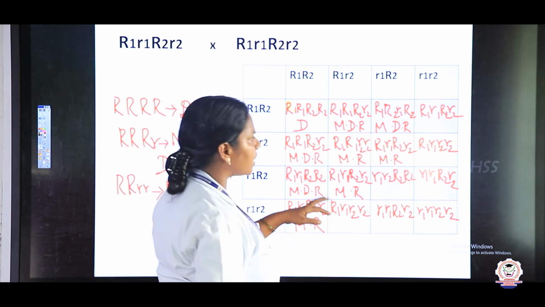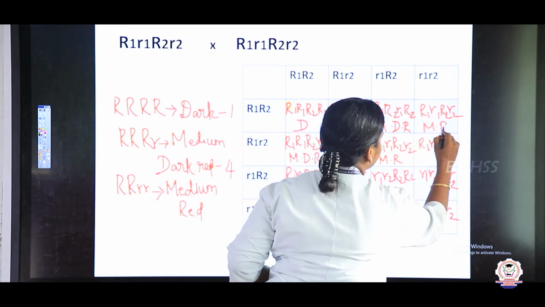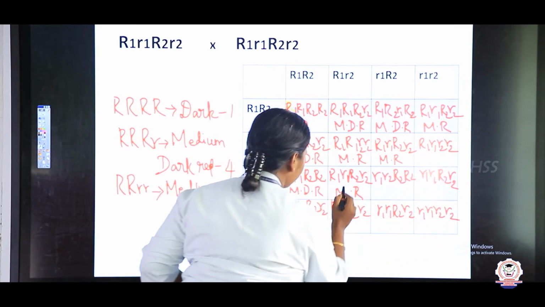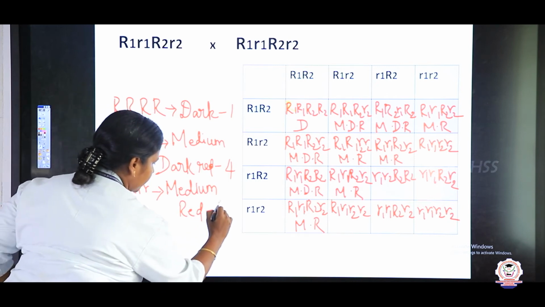So how many medium red do you get? And this one medium red. So 1, 2, 3, 4, 5. Yes, 5 medium red you get, right?